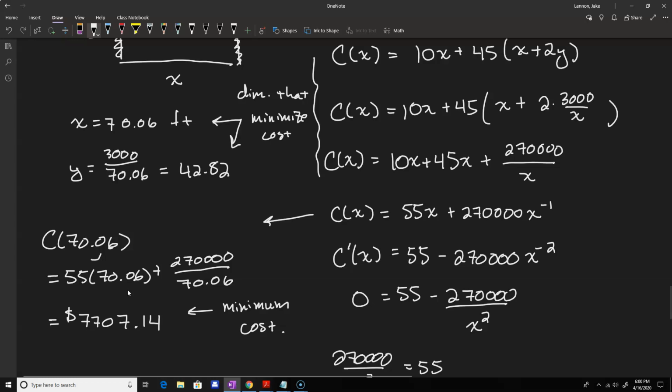Hopefully those were pretty straightforward applications of optimization to profit, cost, and revenue.